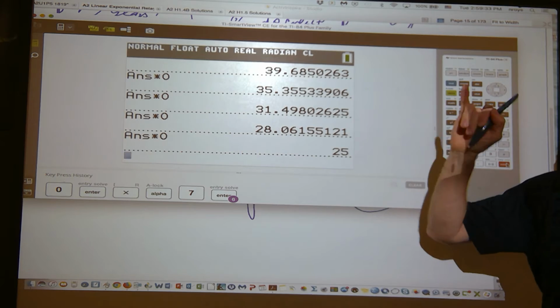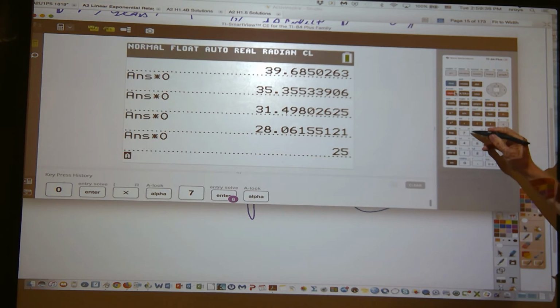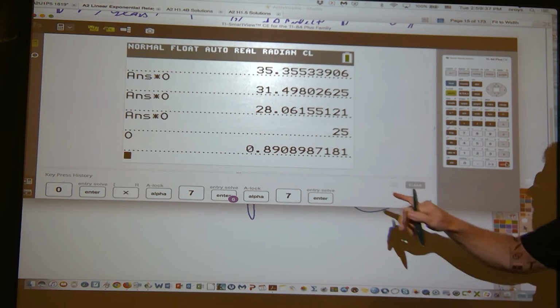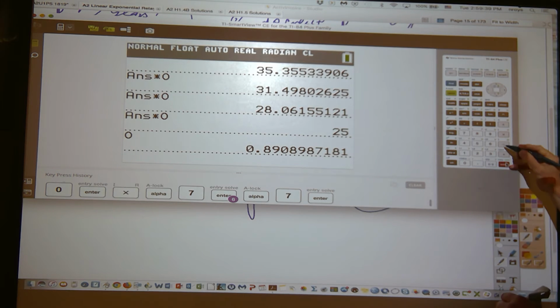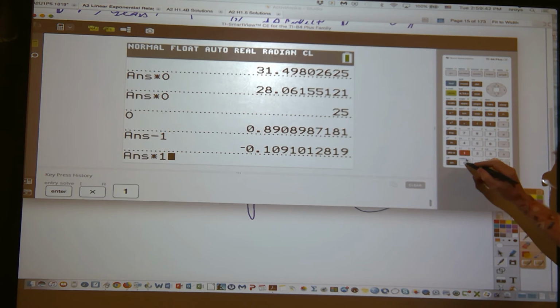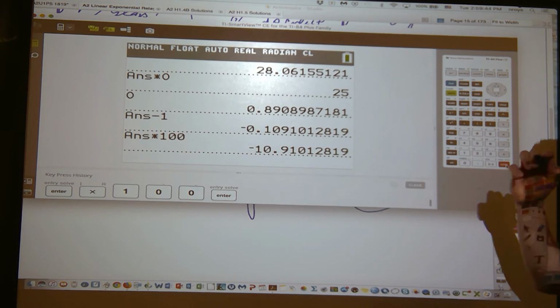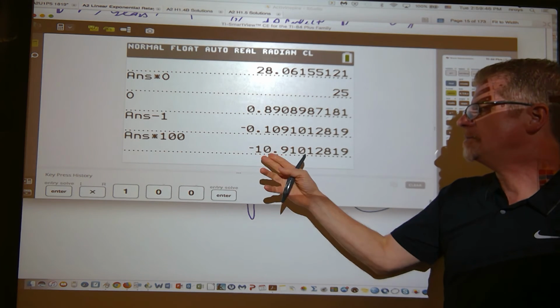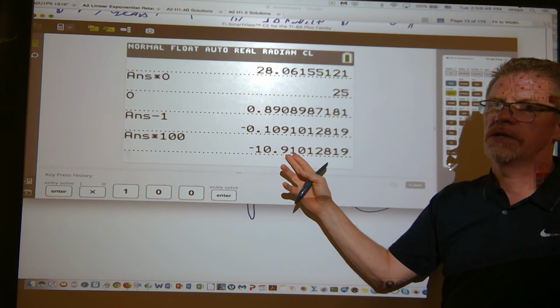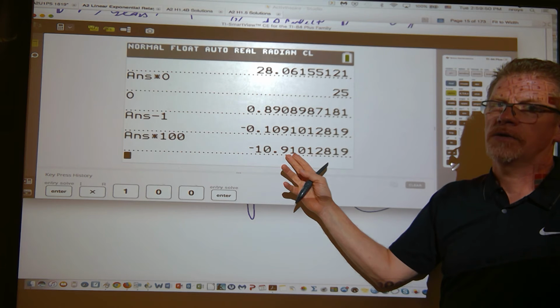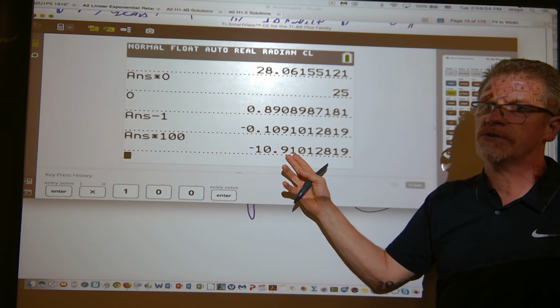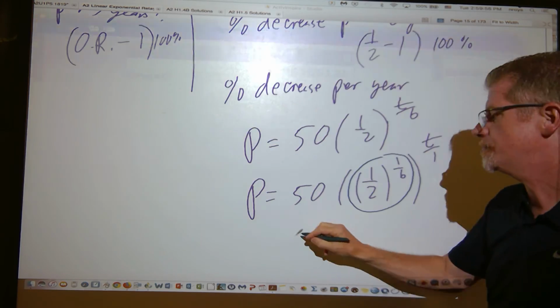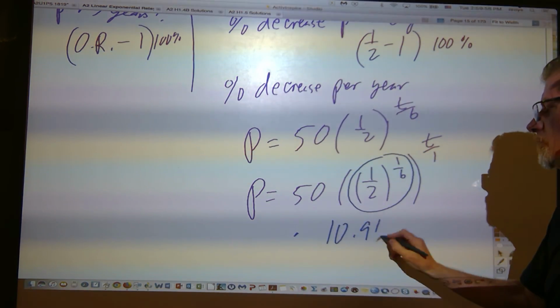So it really is not going down 8.3, it's going down, take that output ratio, subtract 1, multiply by 100. The answer is 10.91% per year. When the population is decreasing 50% every 6 years, it's going down 10.91% per year.